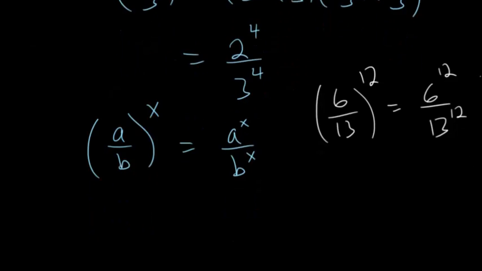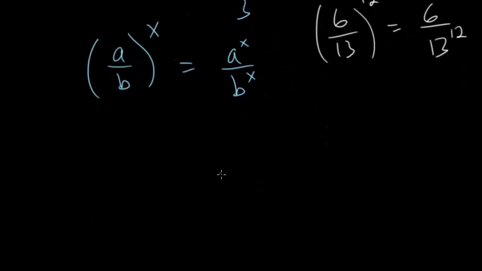And in the next video, we're going to consider negative exponents. So what if we had something like 2 to the minus 3 or 4 to the minus 7? How do you deal with this?